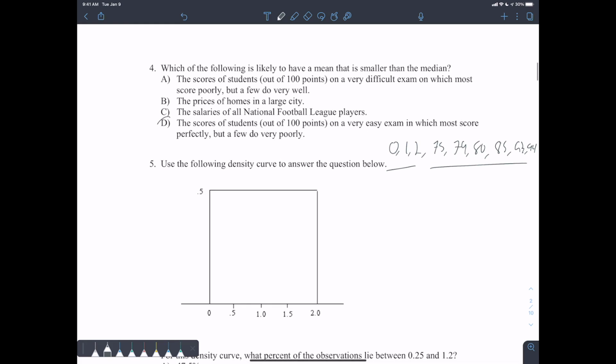That's going to be D, because on a very easy exam, most students score well, that's represented by this, but a few do poorly. Your median is going to be in the middle, like it usually is, but your mean is going to be skewed to that side, because you have those few lower numbers.